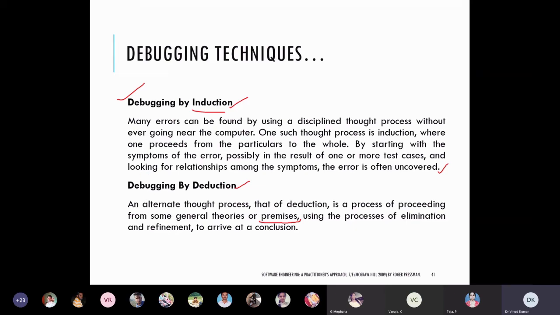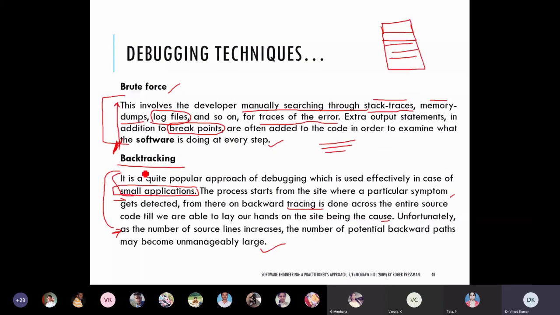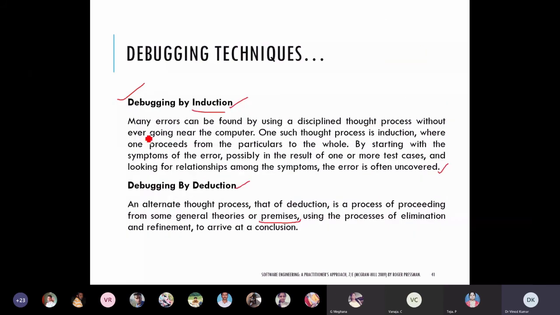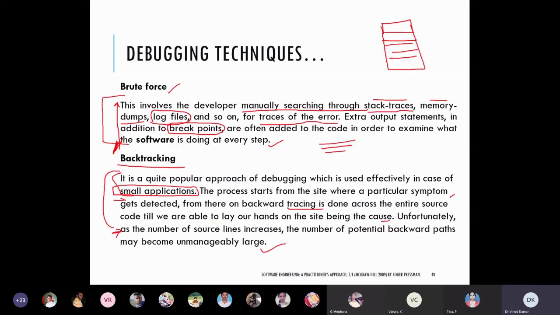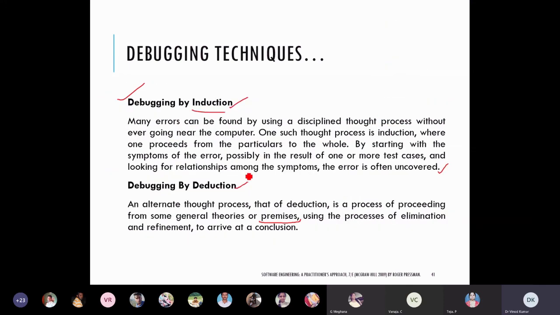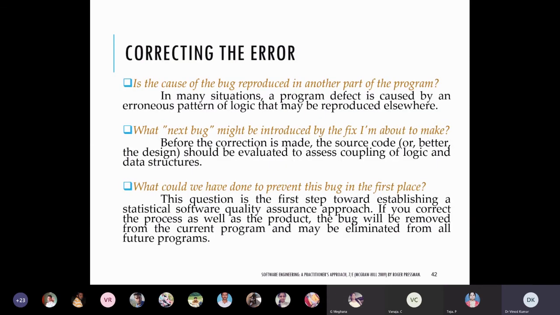So these are the 4 techniques of debugging. I told, one is brute force, next one is backtracking, third one is debugging by induction and debugging by deduction. So these are the 4 techniques of debugging that we use in making our software error free or defect free.